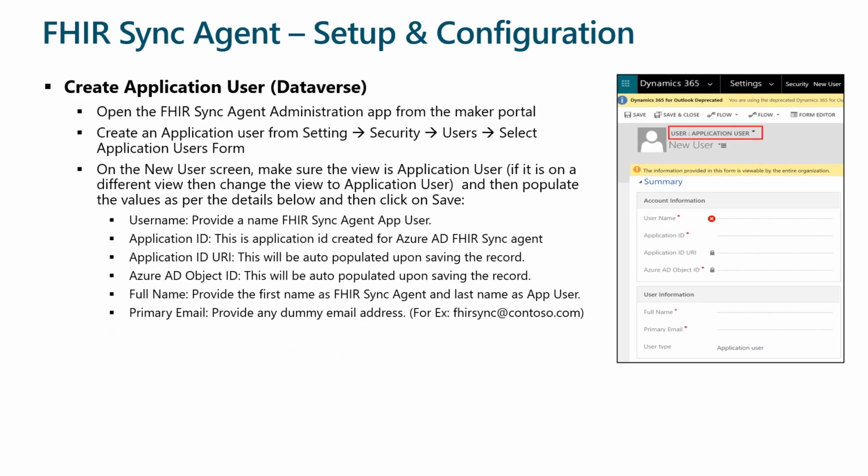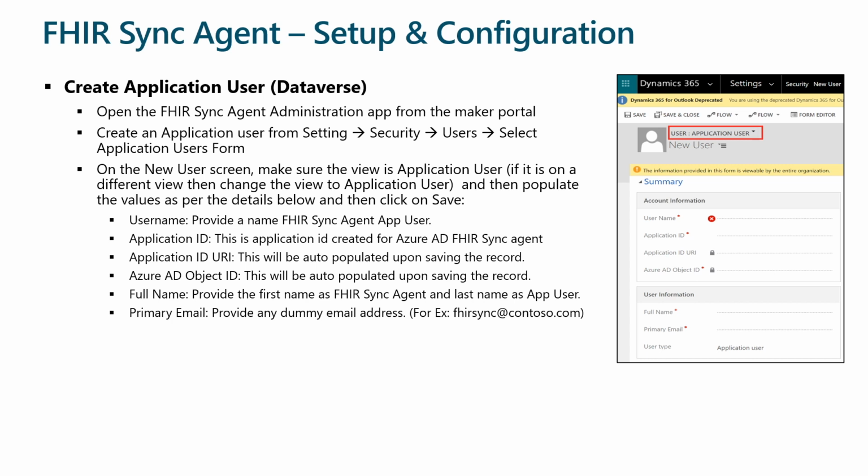The first step of the Dataverse configuration is to create an application user. To create an application user, there's a FHIR Sync Agent administration app that comes with the Microsoft Cloud for Healthcare installation. Open that FHIR Sync Agent administration app and navigate to the application user from settings, security, and users, and change the form to the application user form. On the new user screen, make sure the view is application user, and then populate the values as per the detail below. You need the username.